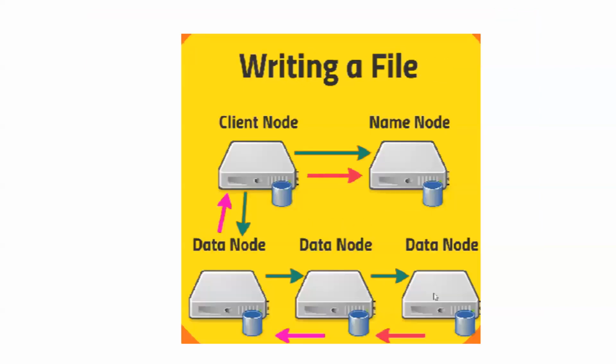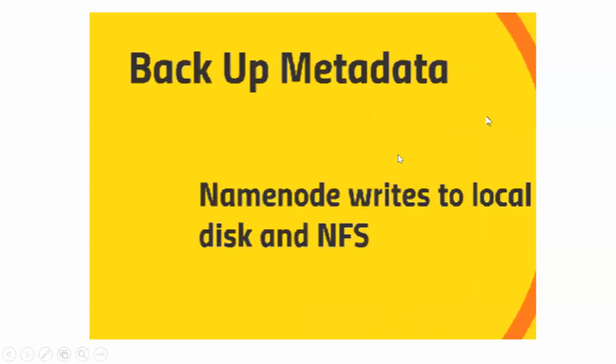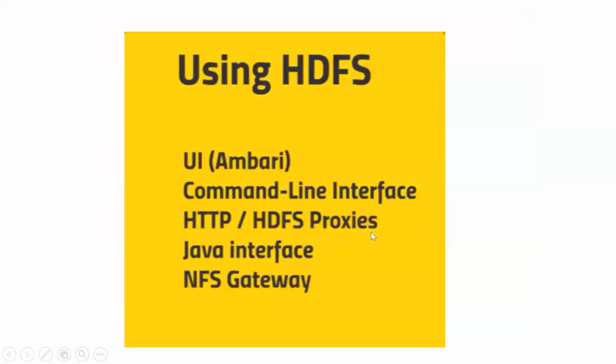And what happens for the name node? If the name node goes down, we also have a backup for the name node as well. As I mentioned, the name node writes its data to the local disk and NFS. So these are the two things. The name node's data is also getting backed up.